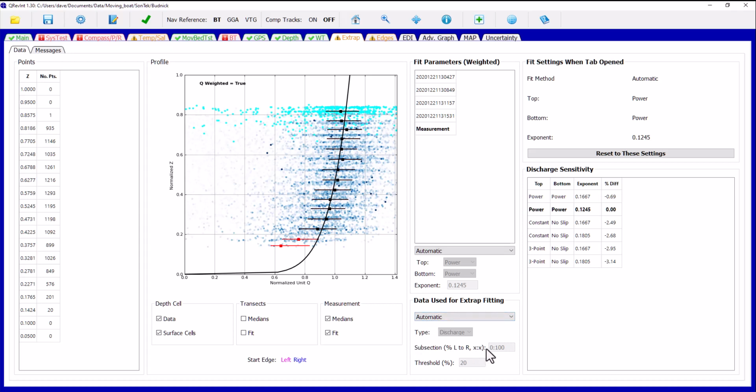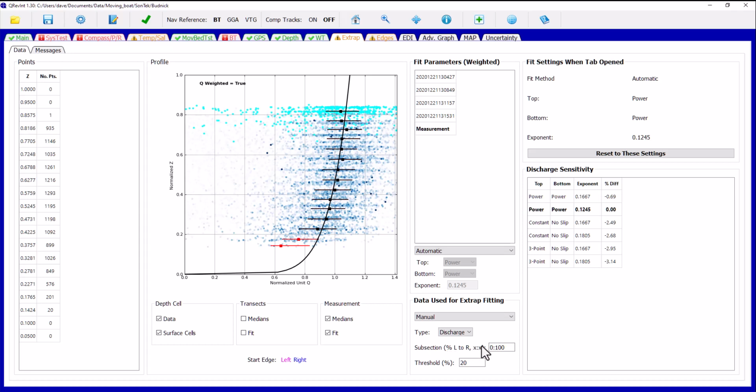It is now set to automatic. What that means is 100% of the data are used, and that threshold we talked about for these lower points is set to 20%. We can change that to manual, which would allow us to change the type from discharge to velocity. However, for moving boat measurements, it is always recommended that you use discharge. Then we have the option to subsection. This allows us to set a percentage of the discharge from the left bank and from the right bank that we are not going to consider.